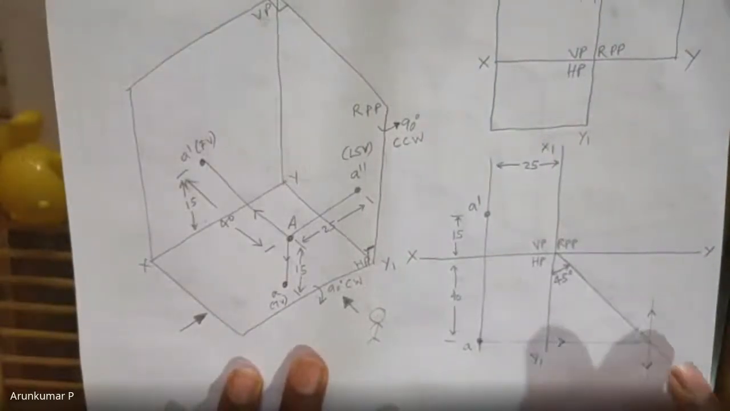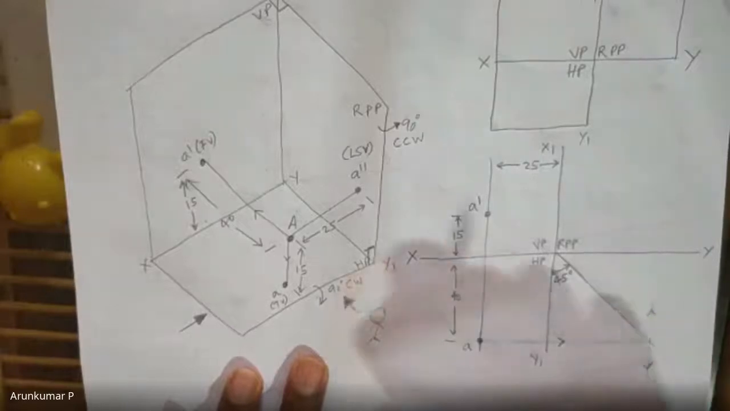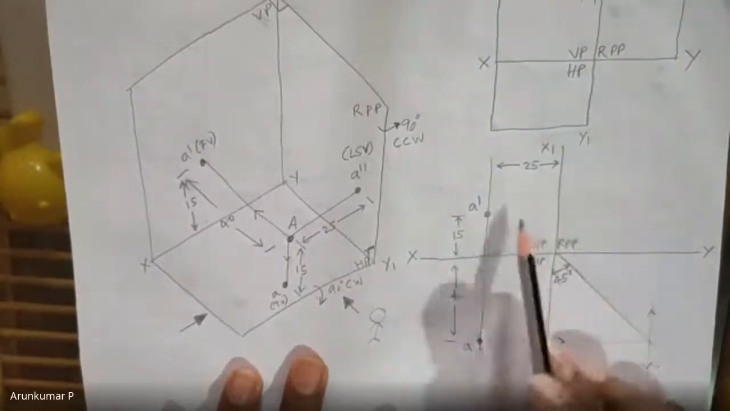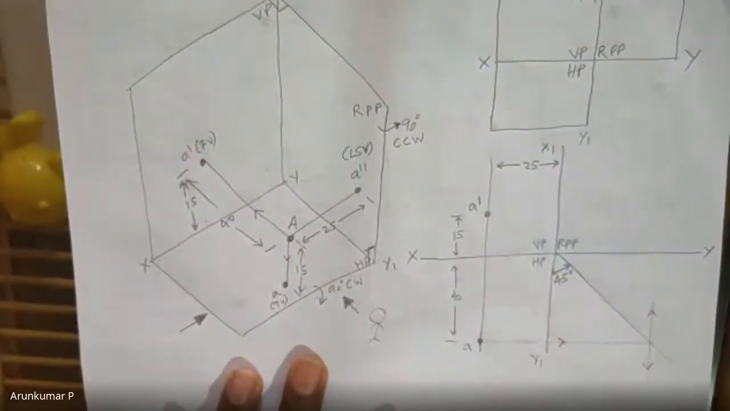Whether you should proceed up or down depends on where the front view is located. Now tell me, where is the front view located? Is it in the upward direction or in the downward direction?